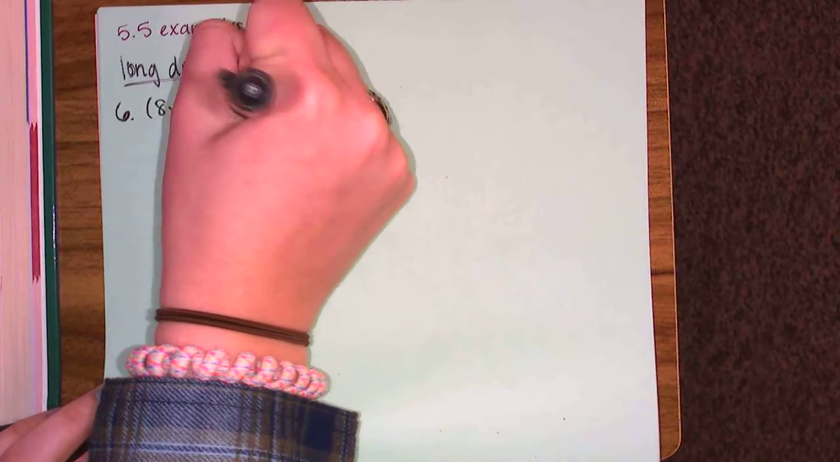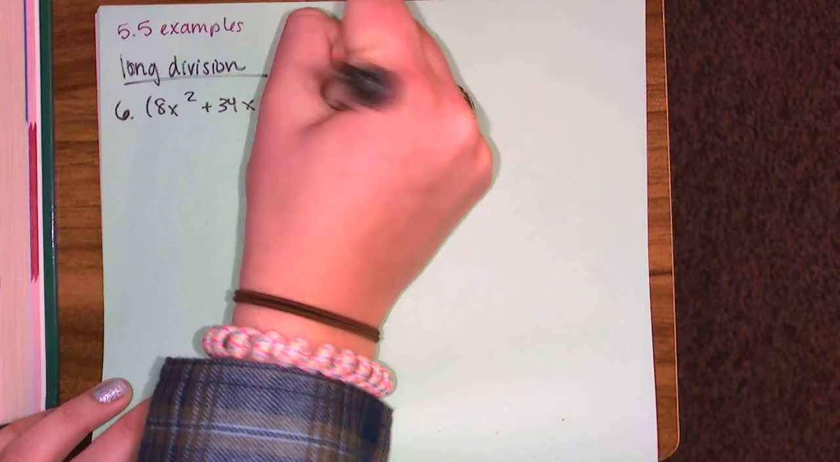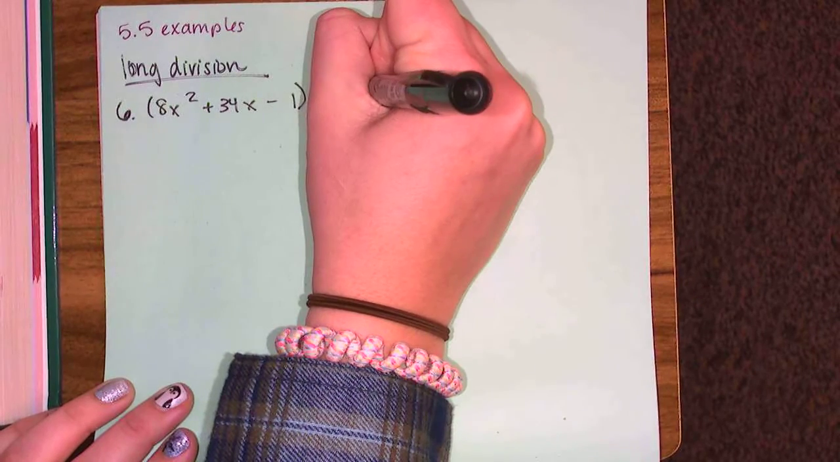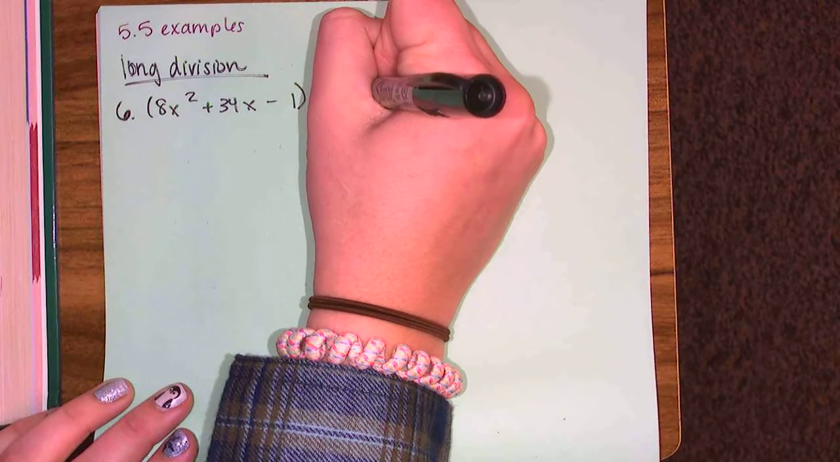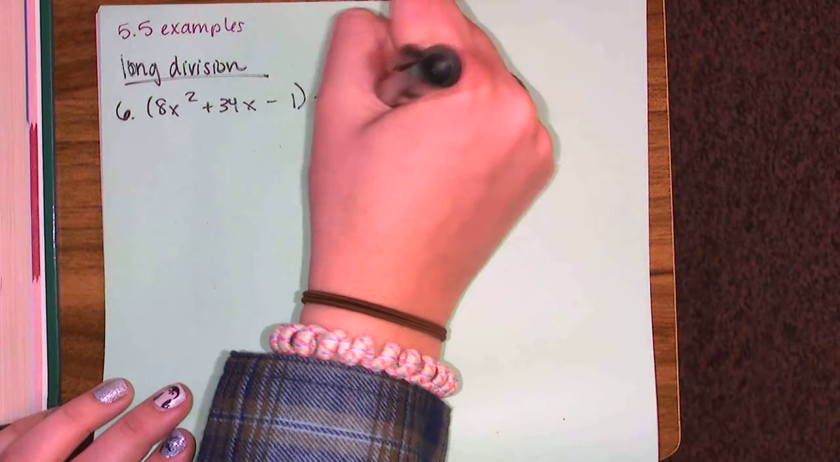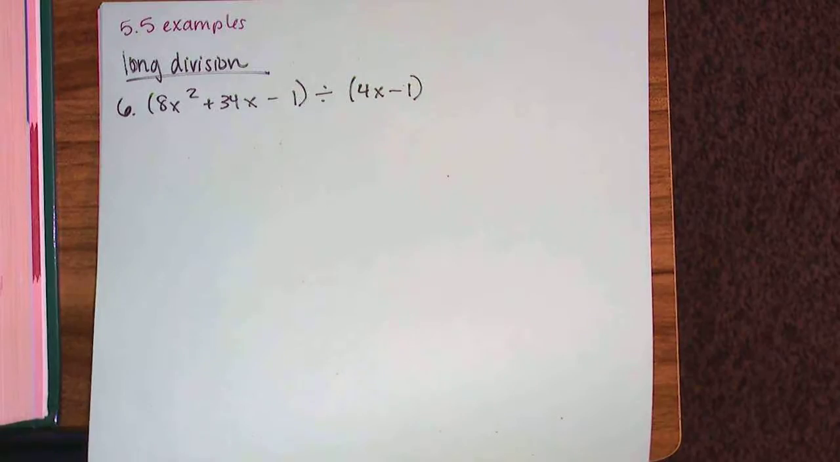So, alright, number 6 is 8x squared plus 34x minus 1 divided by, oh wait, this is not the one I was going to start with, but it's fine. 4x minus 1. Okay, this one you could not do by synthetic, but it's still an easy one, so we'll just do it anyways.